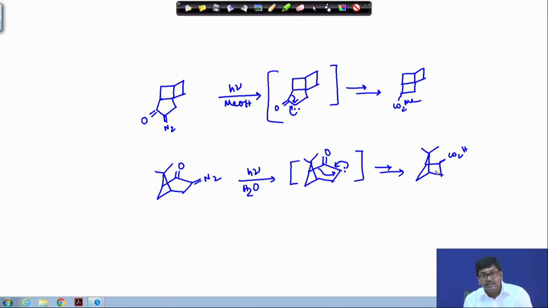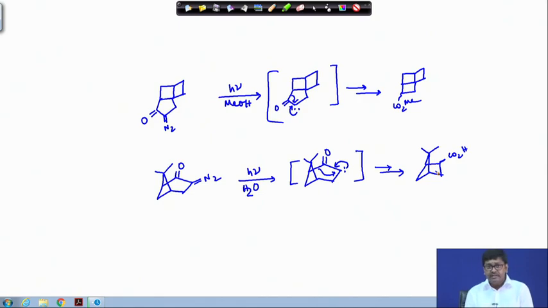So, this is the 5-member ring with a carboxylic acid. In all these cases that I have shown here, you see that we have started from a larger ring, but at the end the ring size is decreasing. Overall, if we start from a 6-member ring we get a 5-member ring, and if we start from a 7-member ring we get a 6-member ring. Okay.